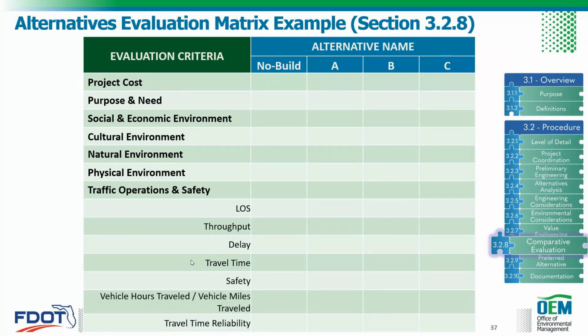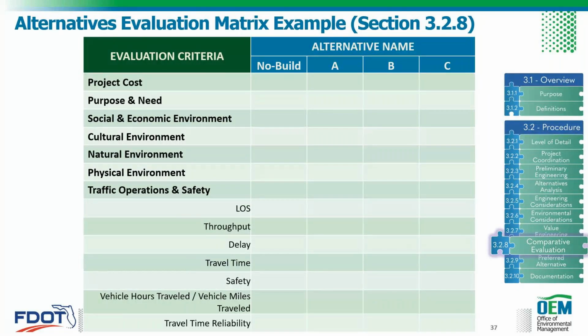So as you can see, many of these items will need to be summarized from the supporting technical documents of the PD&E. This chapter is dedicated mostly to the engineering analysis, but it factors in all of these other areas: your social, cultural, natural, and physical environment. All of those features are brought together in the evaluation matrix for comparative analysis of your alternatives. The engineering of the different alternatives should attempt to minimize those impacts where possible.